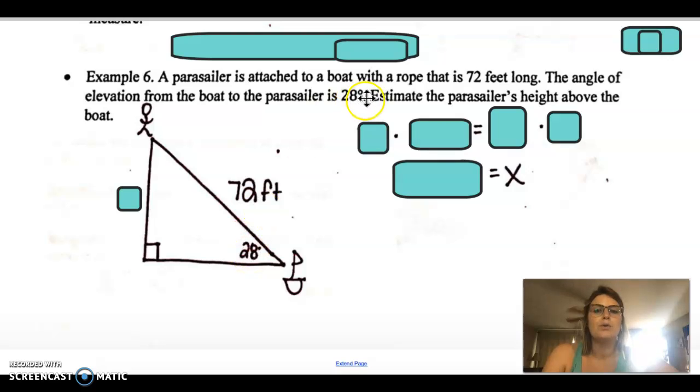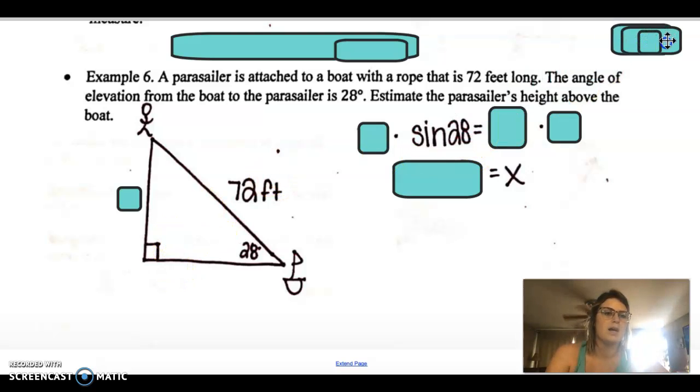So we want to know the parasailer's height above the boat. So we have these two options. Obviously it's going to be this one because that's height. So to find that, we make this x. And we say from 28, what side is x? It's opposite. What side is 72? It's hypotenuse. So what trig function uses the opposite and hypotenuse?